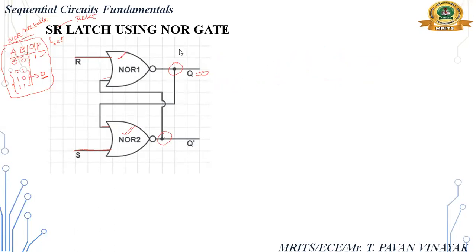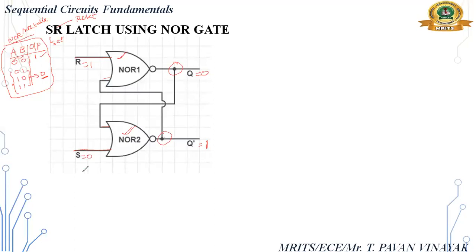Now I am checking for the reset condition. Reset is equal to 1. When reset is equal to 1, Q must be 0, right? Q must be 0. Then automatically Q complement is 1, right?